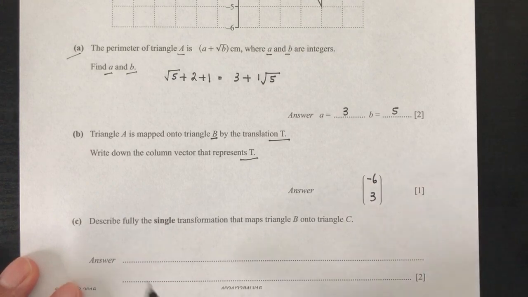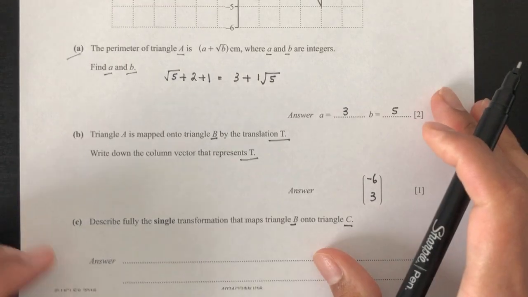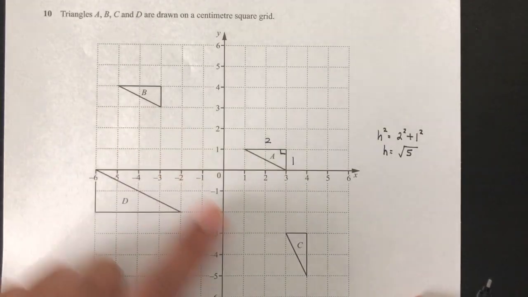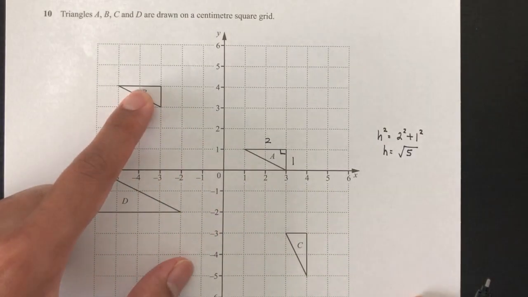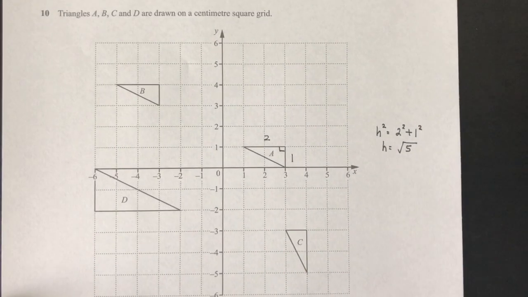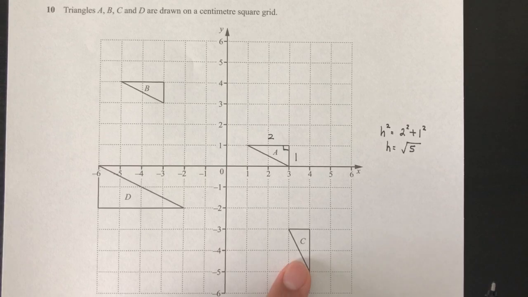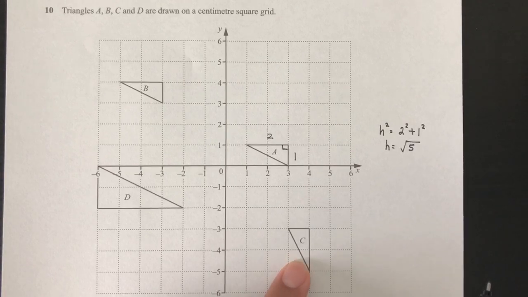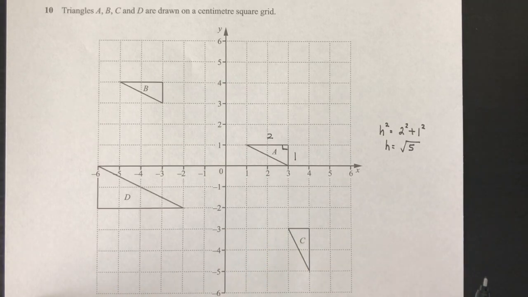Now for part C, describe fully the single transformation that maps B onto the triangle C. So let's see what happened here. So we have B and we have triangle C. How can you map this directly onto this one? Now by observation, you have to definitely observe. So this will not be an enlargement because the size did not change, okay? So it cannot be a translation because the direction changed. Now we have a few options. It can be a rotation or it can be a reflection.